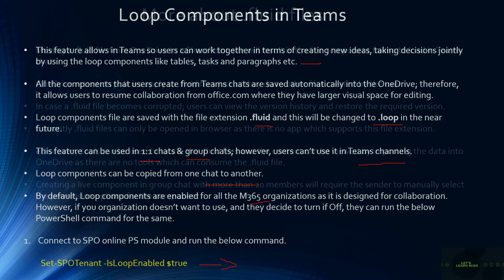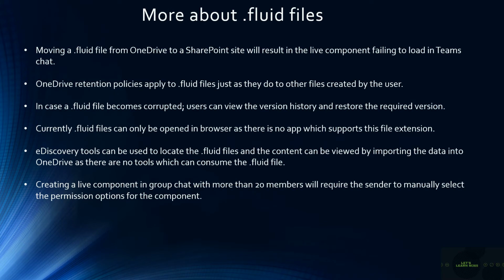Alright, moving on. I would now like to focus a bit more on the fluid files. If you move a fluid file from OneDrive to a SharePoint site, it will result in the component failing to load in Teams chats. If there are any existing retention policies for OneDrive in your organization, they will also be applied to fluid files. In case a fluid file becomes corrupted, you can restore a previous version of it, which I'll show you during the demonstration.